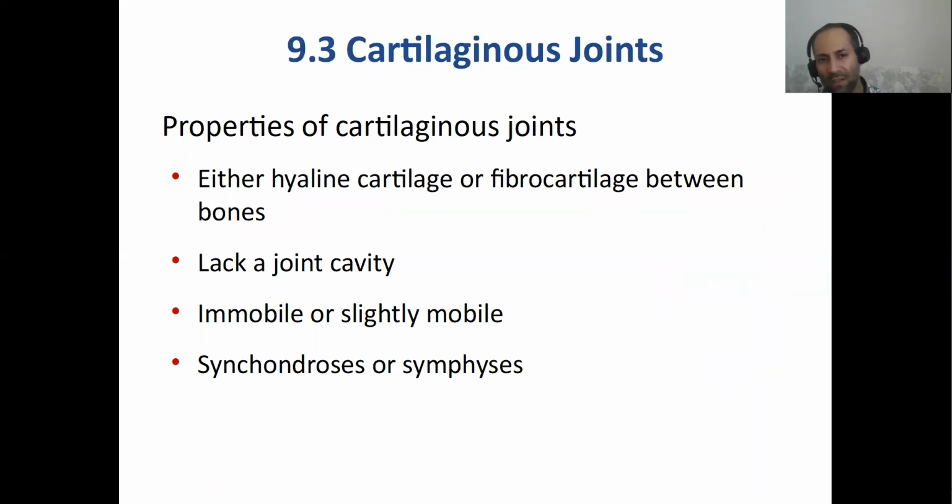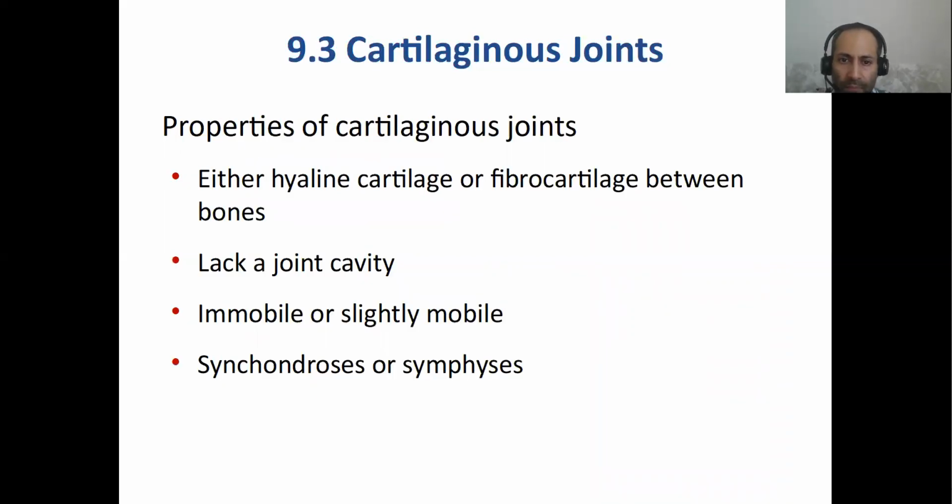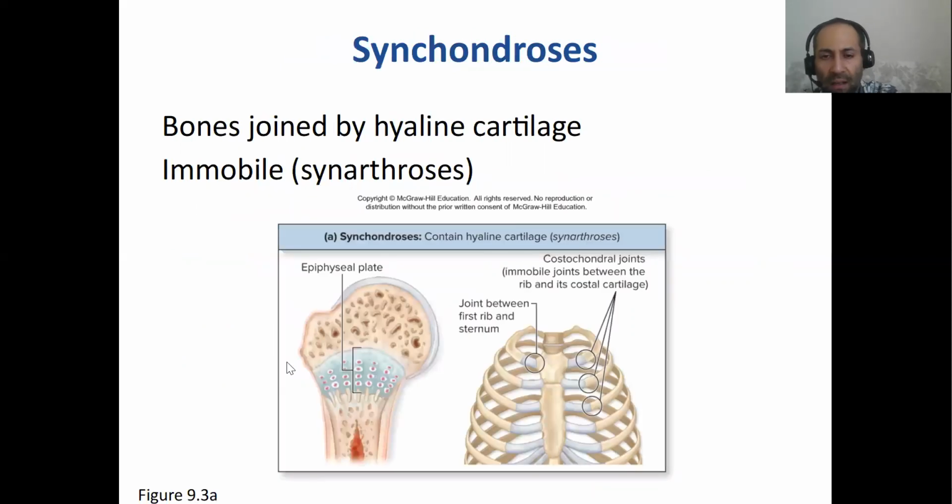Okay, cartilaginous joints, again, are quite immobile. They're strong. They do not have a joint cavity. And there are two examples of cartilaginous joints, synchondroses or symphyses. Again, chondro, that means cartilage, the prefix, we talked about that before. So let's take a look at synchondroses, where syn means joined together. Cartilage which is joined together.